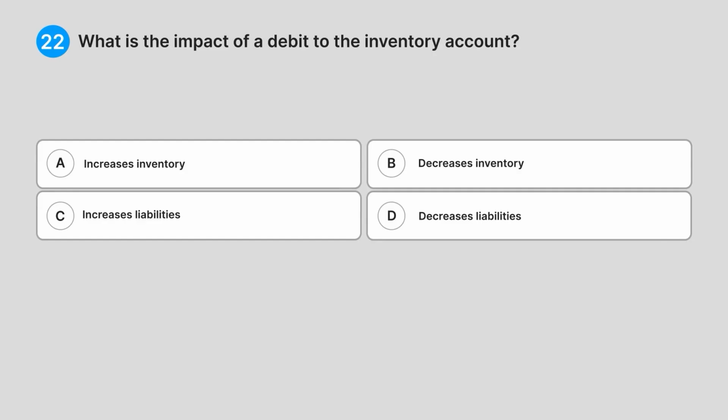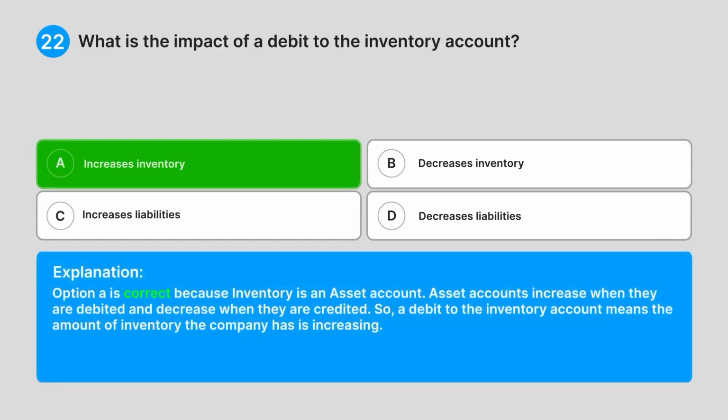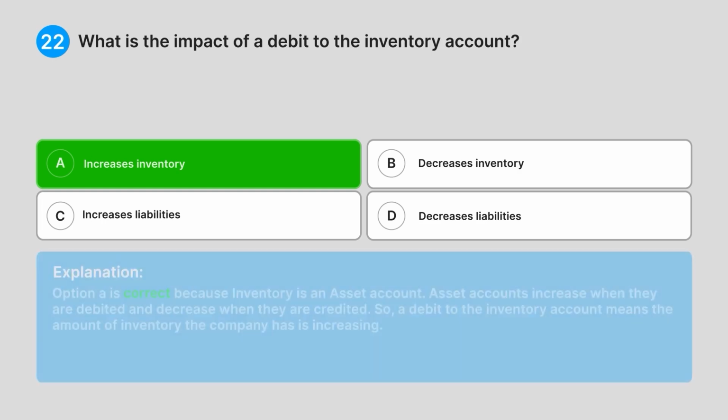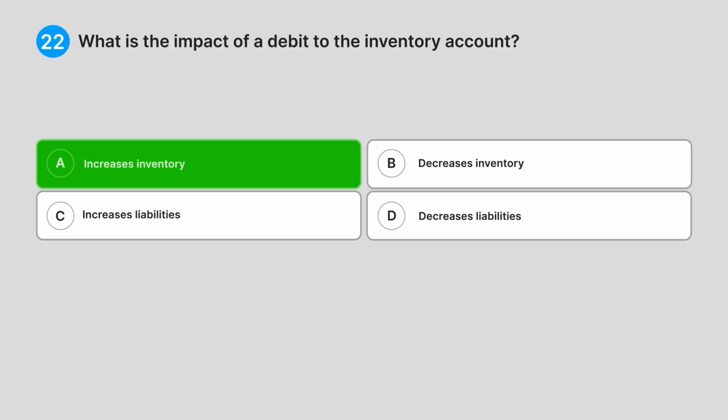Correct answer, A. Increases inventory. Explanation. Option A is correct because inventory is an asset account. Asset accounts increase when they are debited and decrease when they are credited. So a debit to the inventory account means the amount of inventory the company has is increasing. Option B is incorrect because a credit to the inventory account decreases the inventory balance.